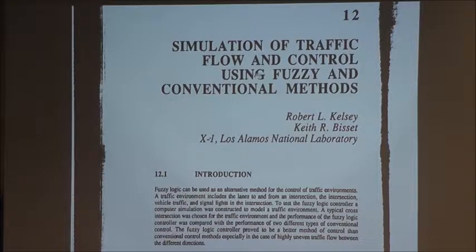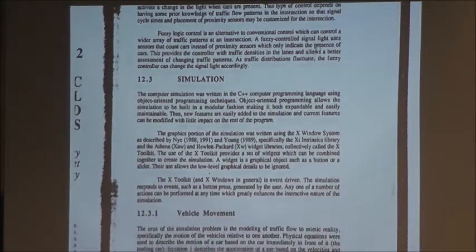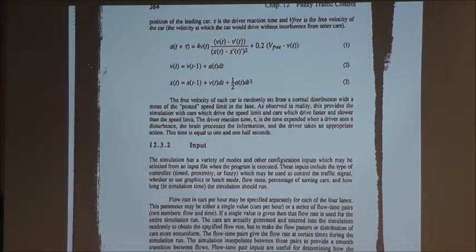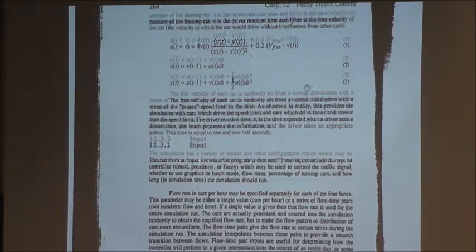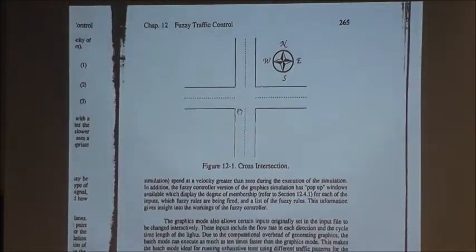Simulation of traffic flow and control using fuzzy and conventional method. This is an application of fuzzy logic to do switching lights, yellow, red, and green, on the traffic signal. So they had to model the dynamic model of the vehicle, which is in these equations. And they, of course, started simple. They looked at one intersection, like this.